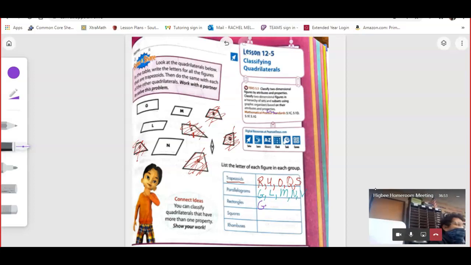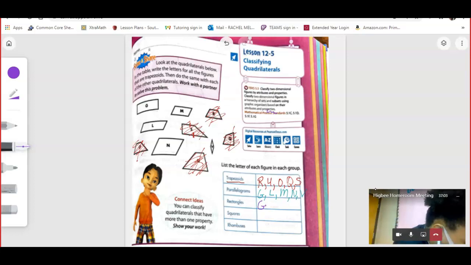Now let's think about a square. Jada, what's the definition of a square? A rectangle with all sides the same length. We said there's only one rectangle, so G is the only one I can look at. Does that have all 4 sides the same? Yes or no? No. So there's actually nothing to put here for squares.